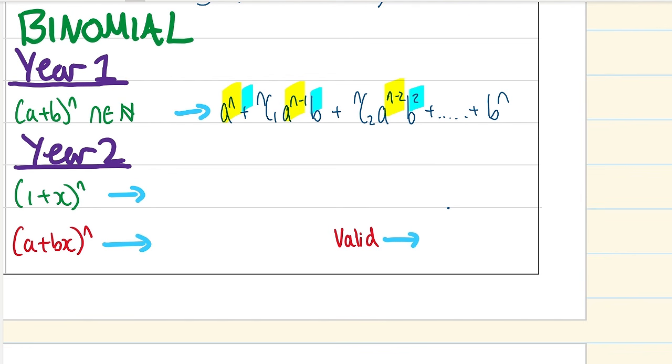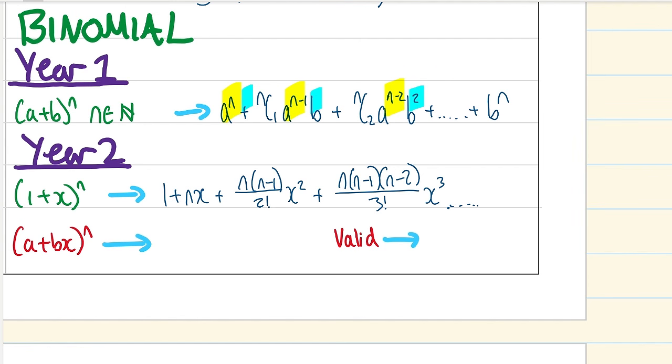Year 2 binomial, again, that one is given. And what we need to remember for this is that n could be any number, so it could be fractional or it could be negative. And this works when we have 1 plus some x, but if we have a plus some x, then we need to take out a factor of a. When we do that, we take out a factor of a to the power of the bracket. Dividing through by a will give me 1, and it will give me b over a inside the bracket like such. And this is valid for whatever the x is, so the modulus of that needs to be less than 1.